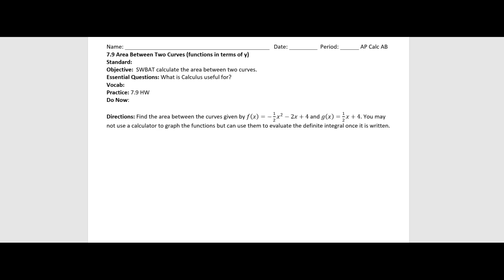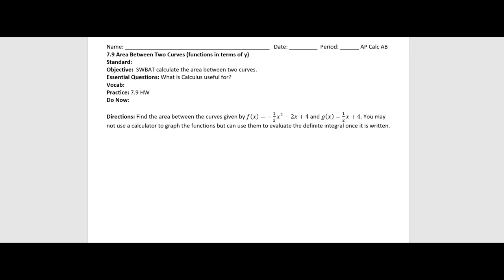Today we're going to continue our discussion of finding the area between two curves, but now we're going to look at functions in terms of y rather than functions in terms of x. So it's going to change a little bit about how we set up the integral, but the idea is still the same, as far as the top function, the bottom function, finding the limits of integration, etc.